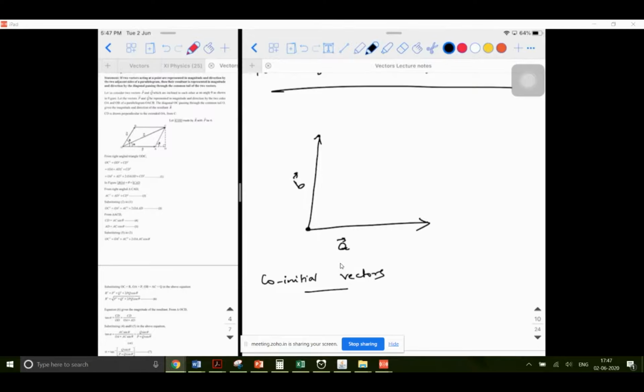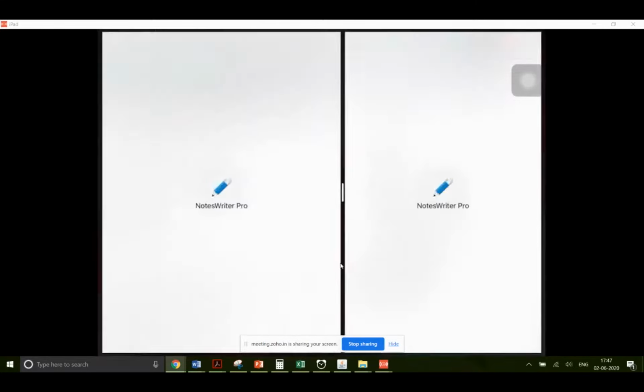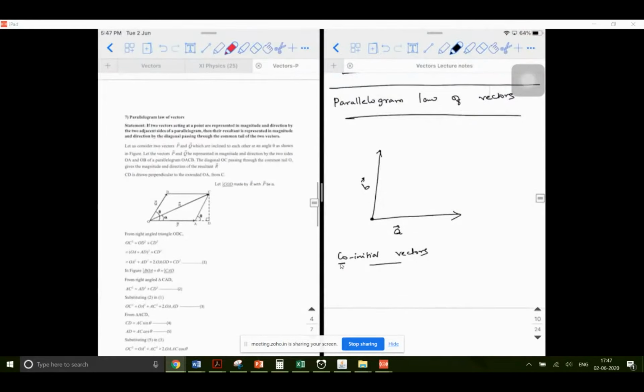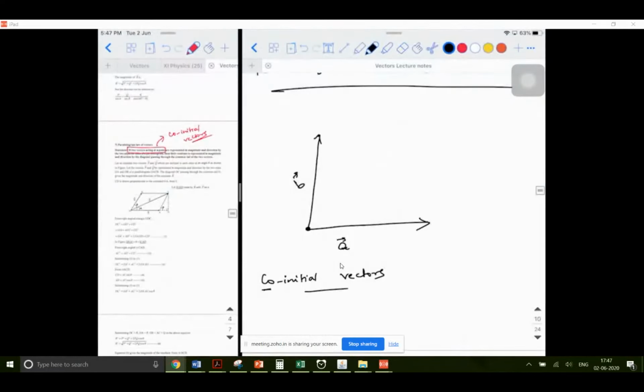Which point should I repeat? Co-initial vectors. Co means same, as I told you yesterday, and initial means starting point. So if two vectors have the same starting point, those vectors are called co-initial vectors. That is another way of stating if two vectors are acting at a point. In some books they will call it co-initial vectors. Both mean the same, so don't get confused. I hope it is clear. Is it clear?